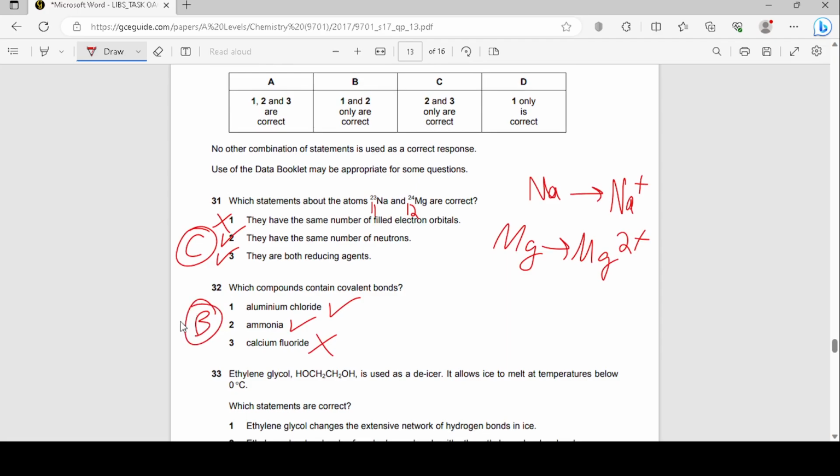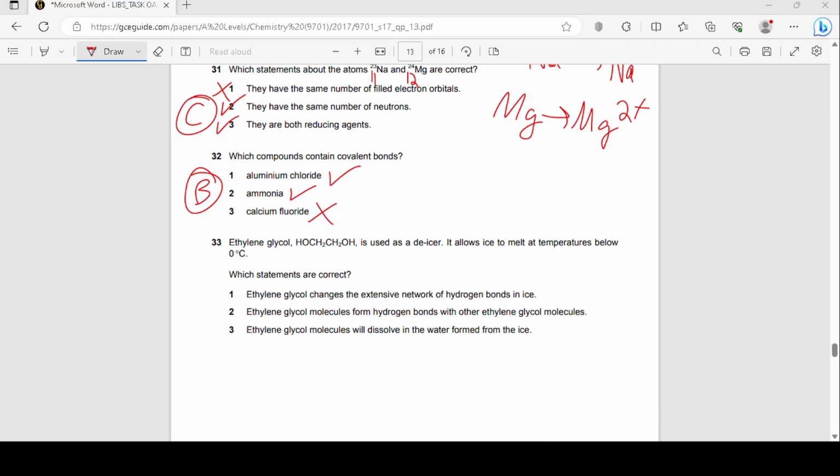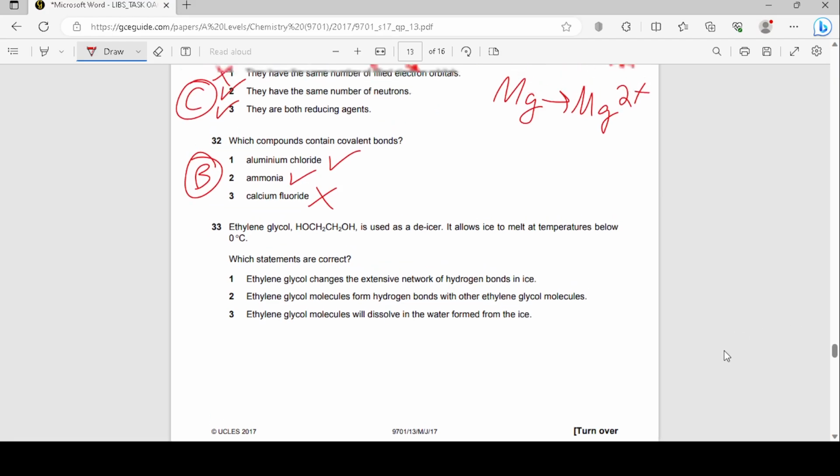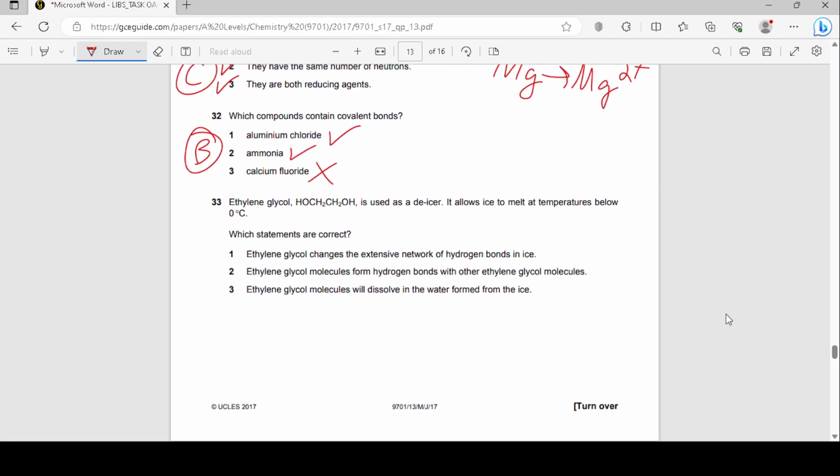All right. So now let's go to the next question. Ethylene glycol, HOCH2CH2OH, is used as a de-icer. It allows ice to melt at temperatures below 0 degrees Celsius. That's actually very cool if you think about it. But anyways, ice melting at temperatures below 0 degrees is very interesting. Okay, anyways, which statements are correct? Ethylene glycol changes the extensive network of hydrogen bonds in ice.